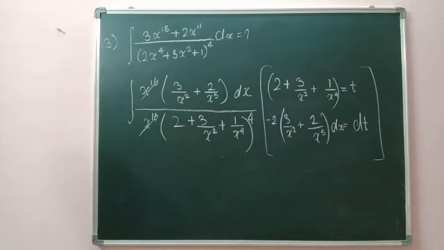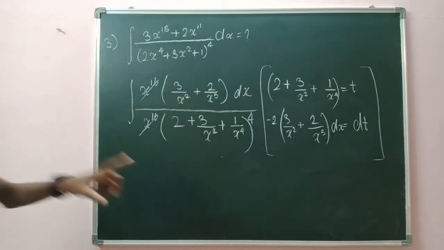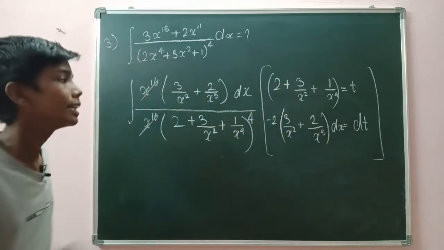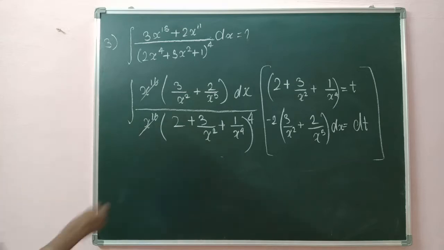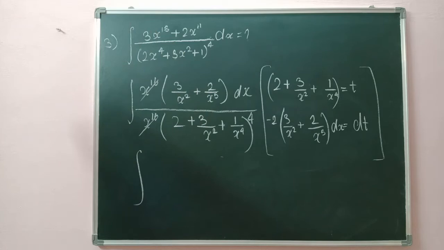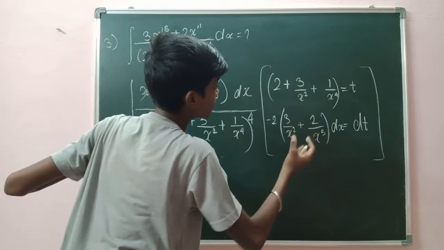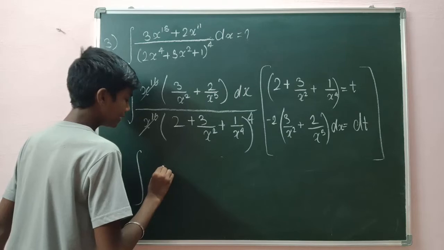So basically I will repeat once again, guys. What I did here is a very basic thing. I just took 2 plus 3 by x square plus 1 by x power 4 as t. When you take it as t, then dt will be the differentiation of t, which is minus 2 into (3 by x square plus 2 by x power 5) dx. When I substitute in this integral, in the numerator I am having (3 by x square plus 2 by x power 5) dx. But we know that minus 2 into (3 by x square plus 2 by x power 5) dx is dt. So I can write this expression as minus dt by 2.